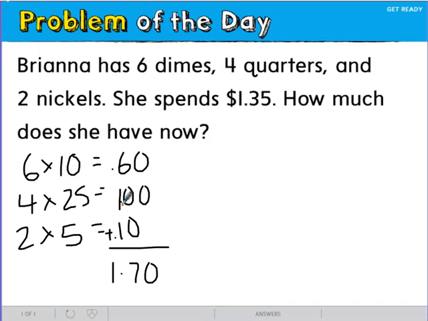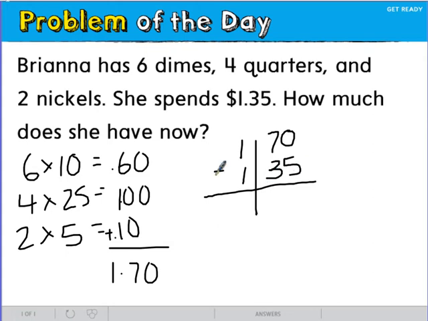$1.35. Now, the way that I want you to do your math today is the same way that we did our addition. So this line right here represents what? It's a decimal. Thank you. Now I make sure that all the decimals are lined up, right?